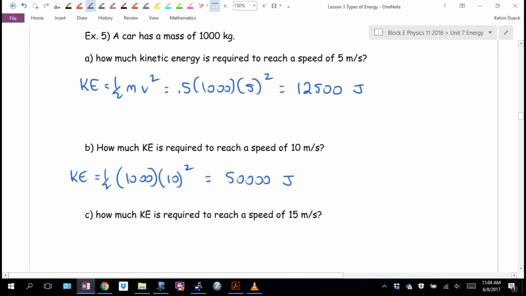Brian, how fast are we going in part C? 3 times as fast? Shouldn't that be 3 times as much? Well, let's find out. It's going to be 0.5 times 1,000 times 15 squared. What'd you get? 112,500, yes? Probably missed the squared, because that never happens.